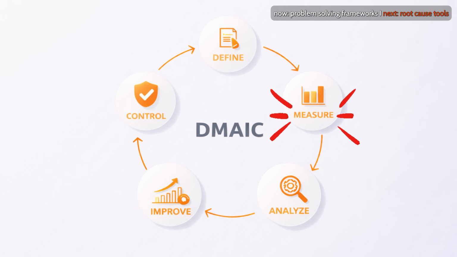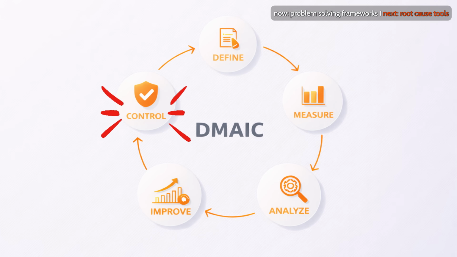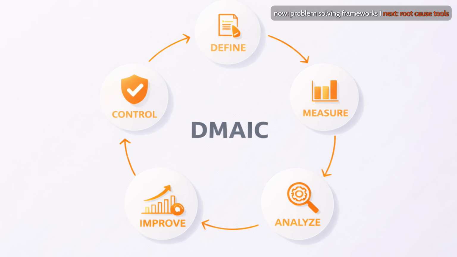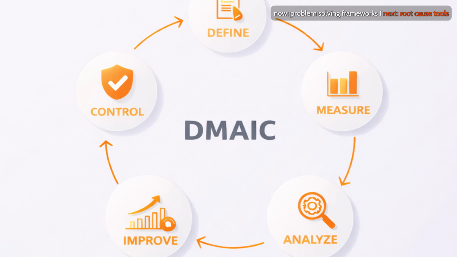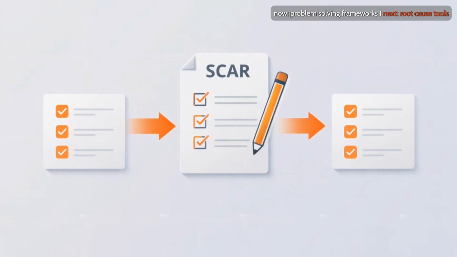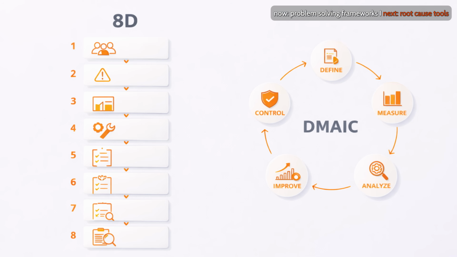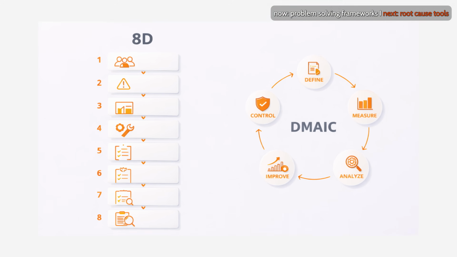DMAIC (define, measure, analyze, improve, control) is a data-driven improvement methodology from Lean Six Sigma. It is particularly effective when issues require statistical analysis and long-term process optimization. The SCAR defines the obligation to correct. Frameworks like 8D or DMAIC ensure the correction is structured, verified, and sustainable.